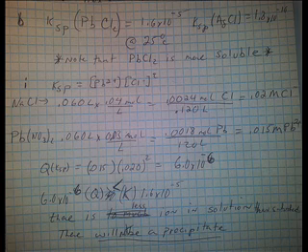6.0 times 10 to the negative 6th is less than 1.6 times 10 to the negative 5th, which is the KSP that we got at the beginning of the problem. So therefore there is not as much dissolved ions as this solution could hold. So it's not saturated and it will not precipitate.